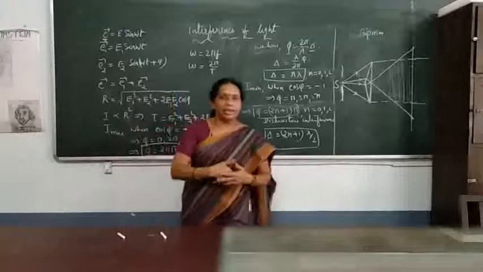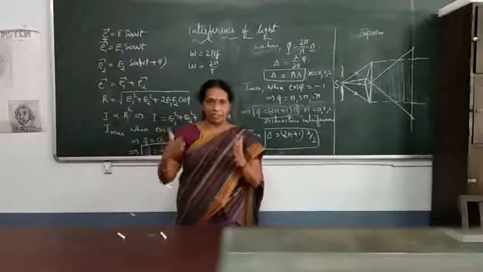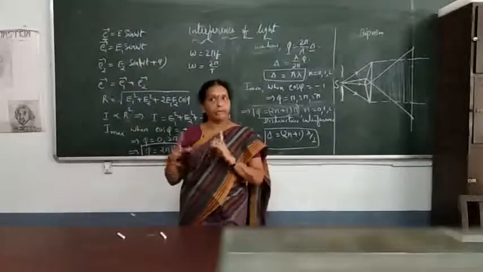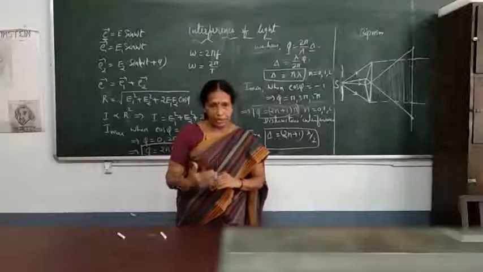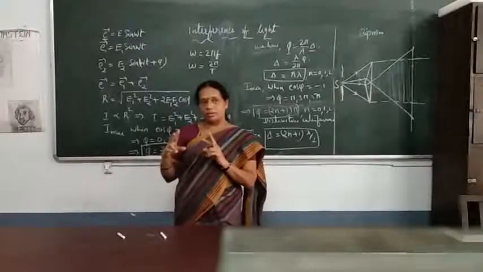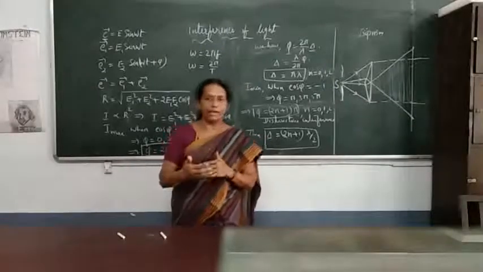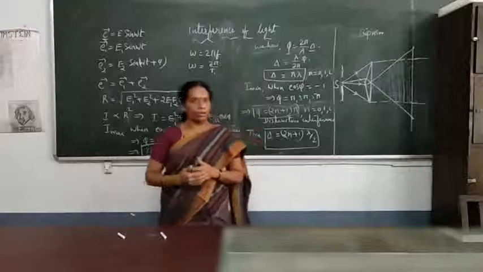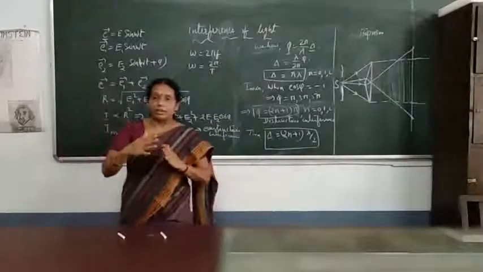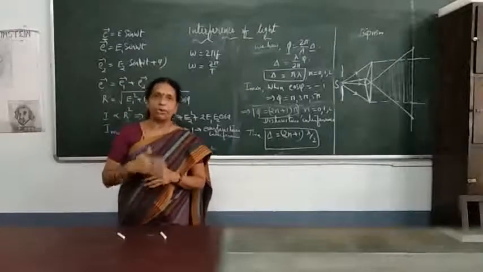So, is it possible to get a sustained interference pattern using two identical independent sources? Do they behave like coherent sources? Two identical sources, do they behave like coherent sources? No. Two identical, different sources do not behave like coherent sources.